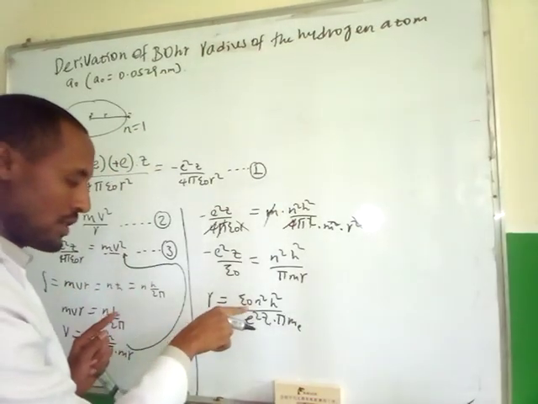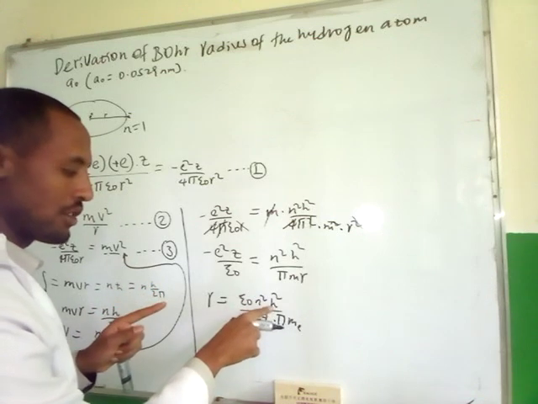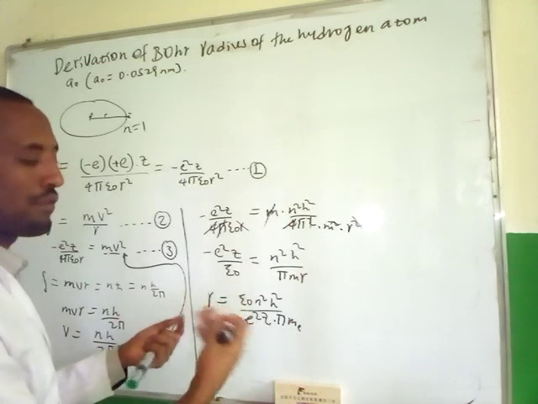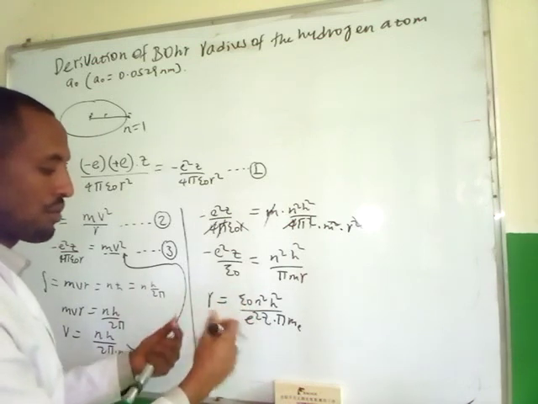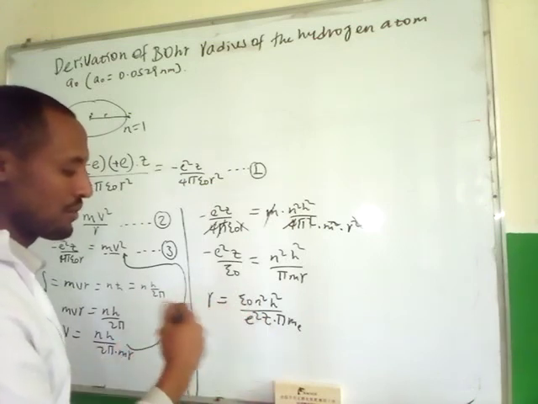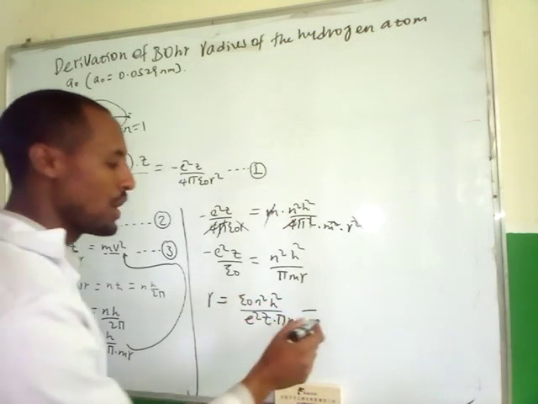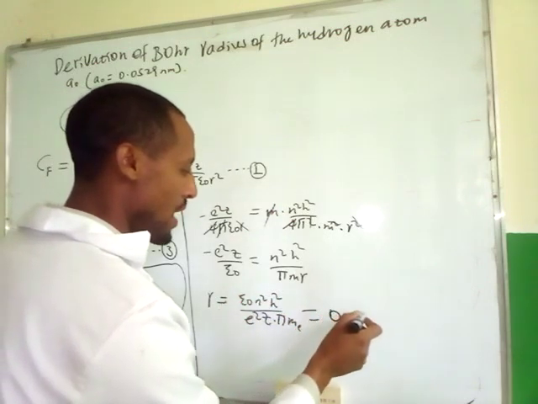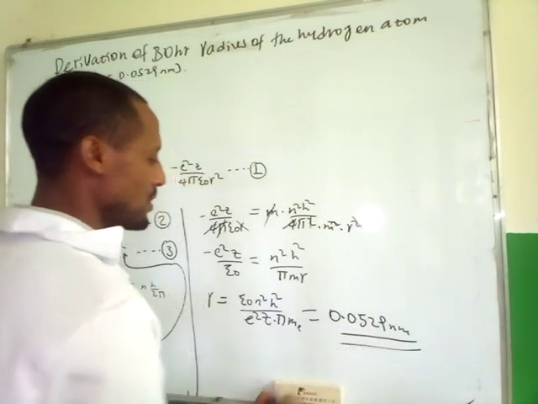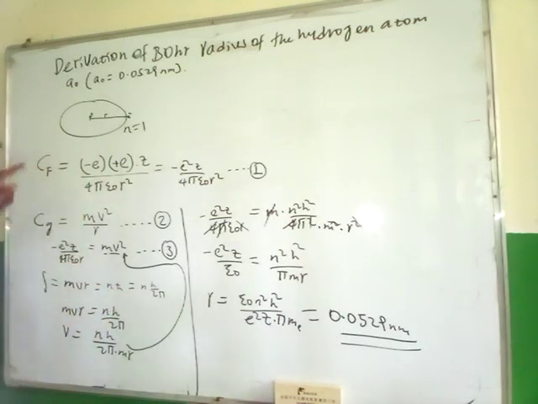Therefore, this one is constant: free space permittivity, that's constant. N is 1, h is constant also. The magnitude of the charge of the electron squared is also constant. Z is the total positive charge of the nucleus of the atom. If you substitute all the given constants in this equation, you will get 0.0529 nanometer. So, this is how to calculate the radius of the hydrogen atom using the two forces.